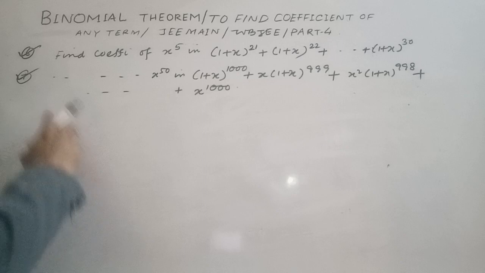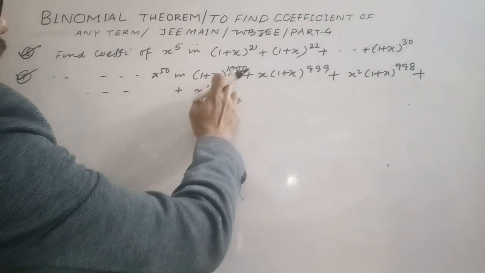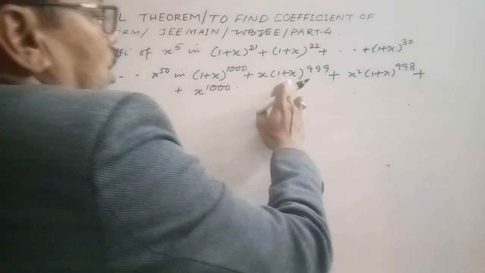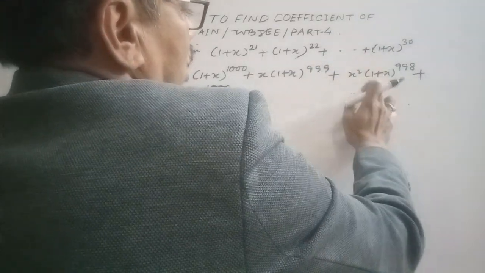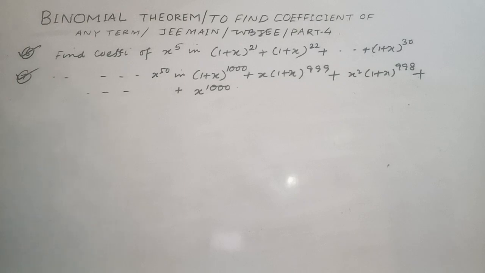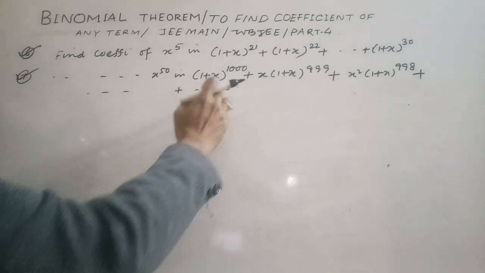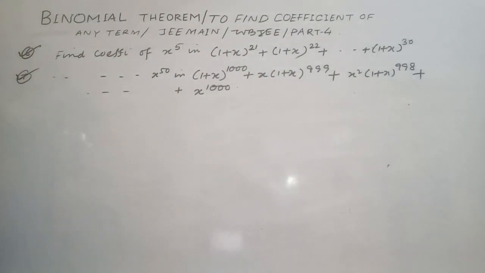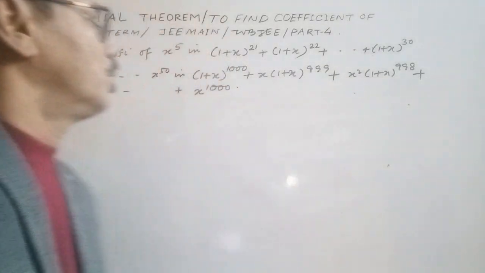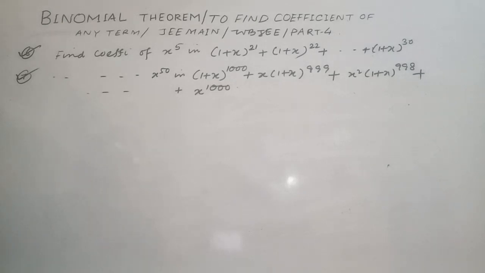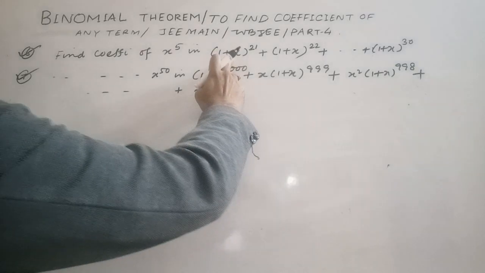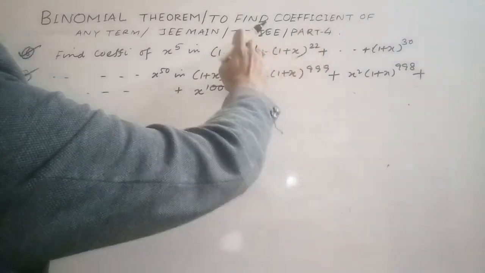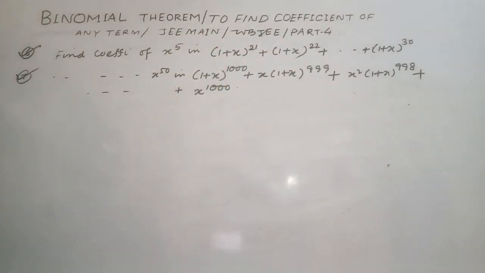And the second one: find the coefficient of x to the power 50 in 1 plus x whole to the power 1000, x into 1 plus x whole to the power 999, x square into 1 plus x whole to the power 998, plus x to the power 1000. So here, look, it is a sum of terms. These are problems of the sum of a GP series. Look, this is A and the common ratio is this by this. So 1 plus x will be the common ratio.